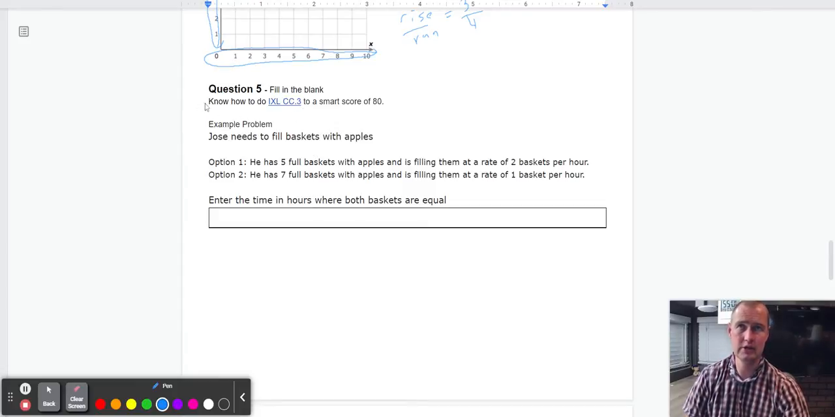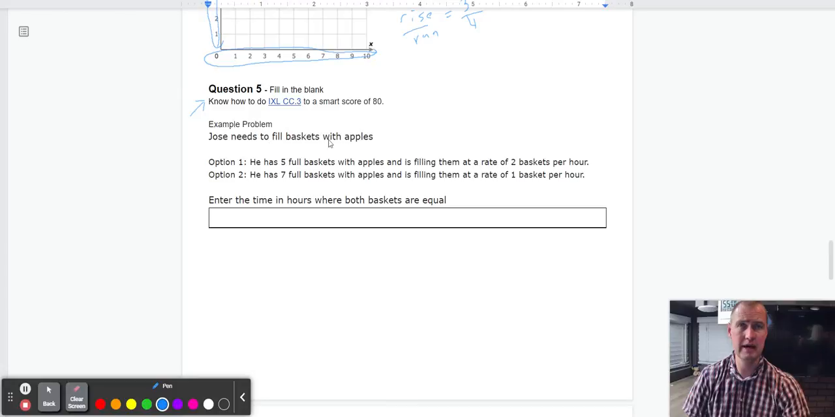The key here is make sure you know how to do IXL CC3 to a smart score of 80. This is going to be a word problem type question. So remember, IXL CC3 are the word problem system of equations. So that will be important for you to know how to do. All right, let's take a look at the example problem.